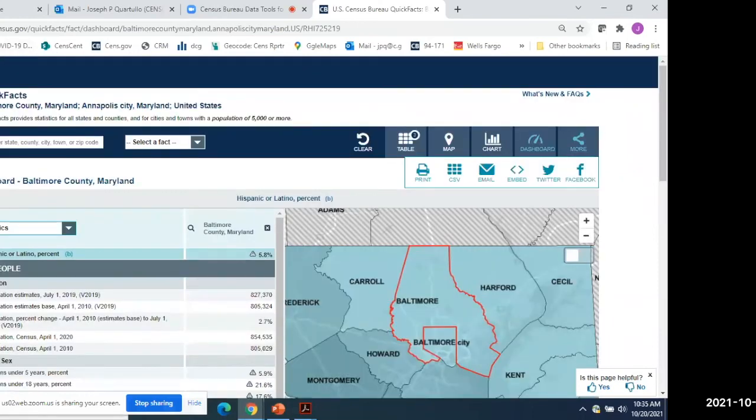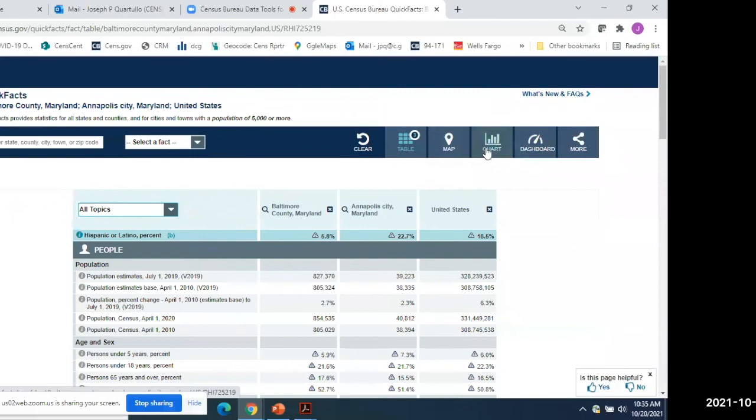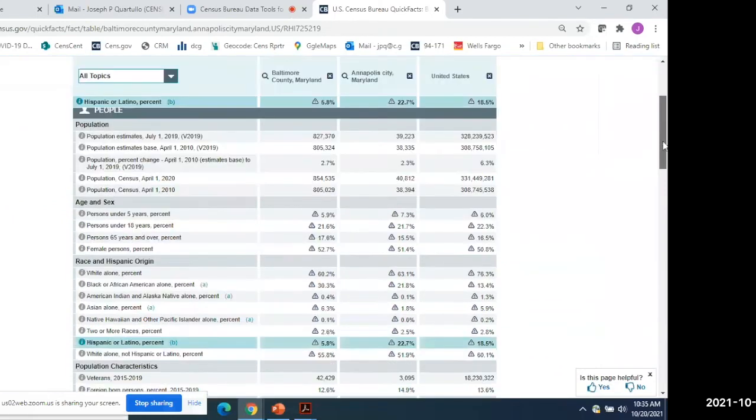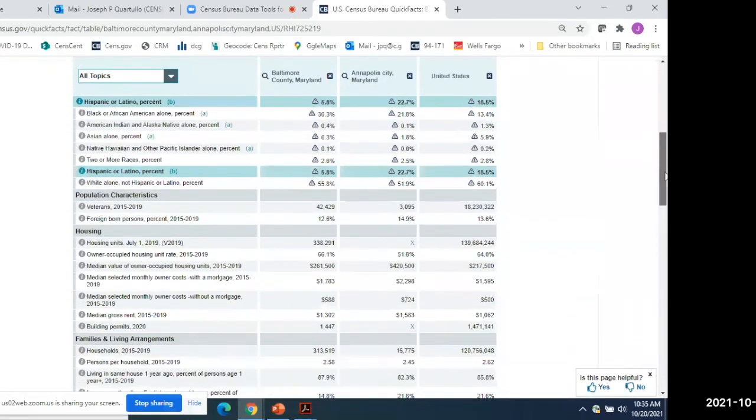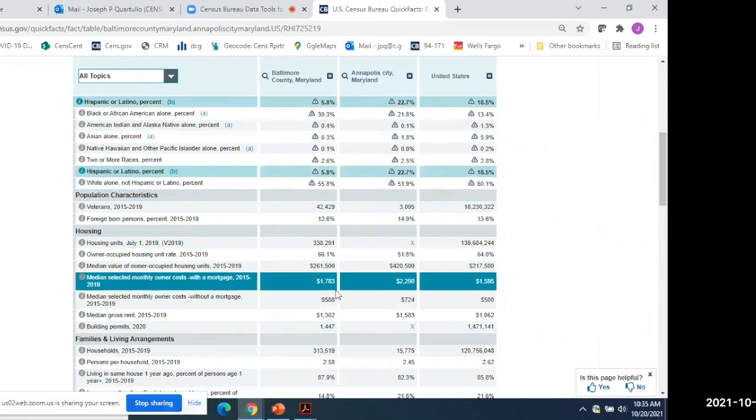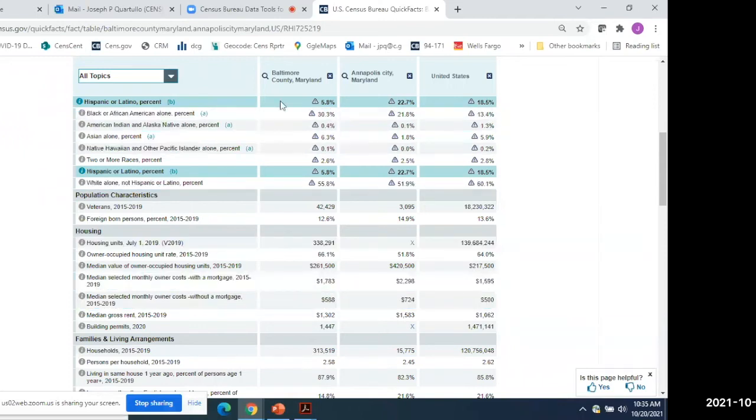Again, you can select up to 6 geographies and make comparisons. You can make maps with it. You can use a bar chart, dashboard, and you can share it by using more. So that is Quick Facts. That's the tool that's easiest, but it doesn't have all the variables in it. It has a limited number of variables. For example, if you wanted the number of persons Hispanic or Latino, it doesn't give you that in Quick Facts. You would get that from another data source. But that's the first tool that I wanted to show you. That would be Quick Facts.